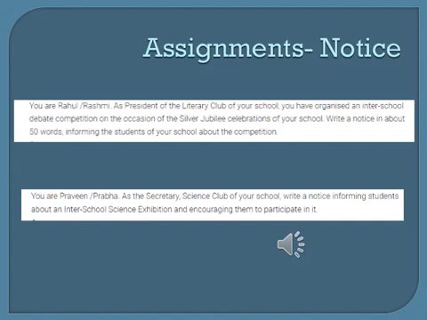The second assignment, you are Praveen or Prabha. As the secretary of the science club of your school, write a notice informing students about an inter-school science exhibition and encouraging them to participate in it. So the second question is a notice on an inter-school science exhibition. So make use of your time and write these assignments.